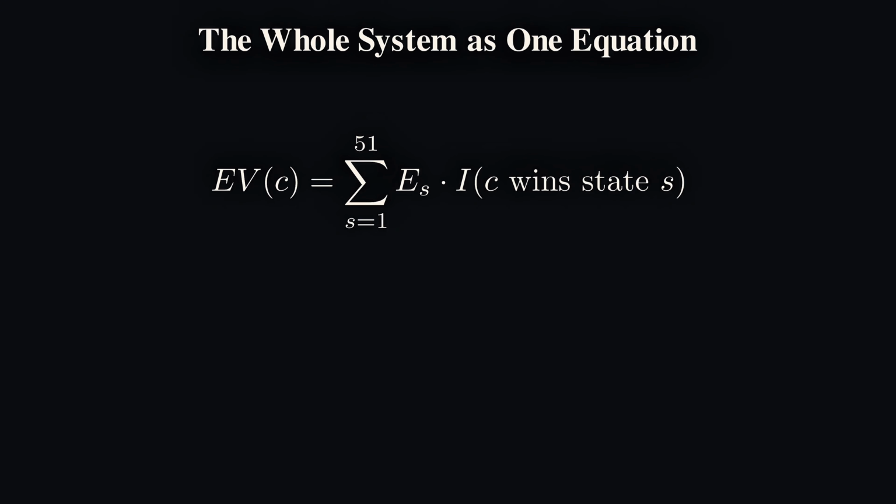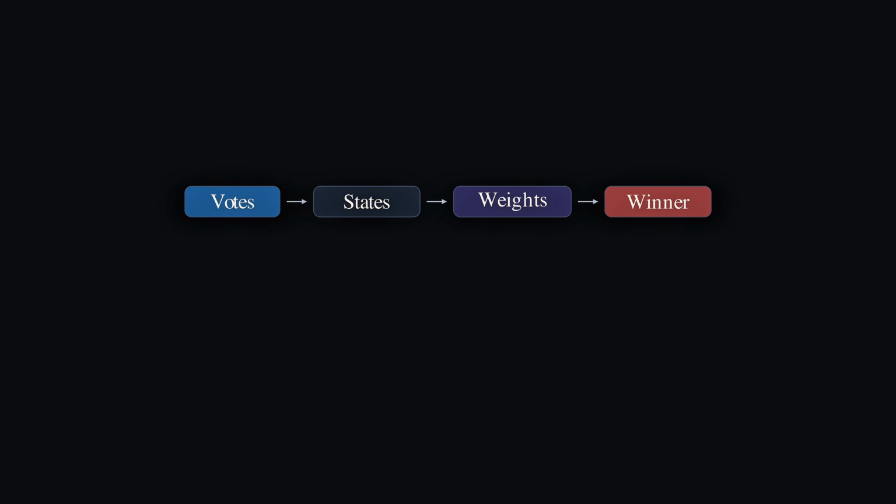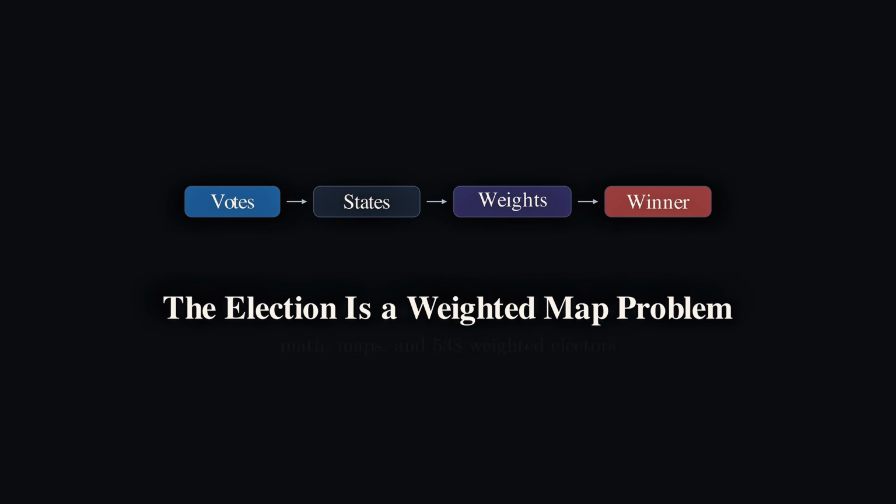For every single state, ask one question. Did this candidate win? If yes, add that state's electoral votes. If no, add nothing. Do that 51 times. Add everything together. If the total reaches 270, you win. That's it. So the next time you're looking at an election map, don't just see red and blue and Democrats and Republicans, see a giant mathematical system. It's a weighted graph and collection of equations with 51 separate contests, all combining into one final number.